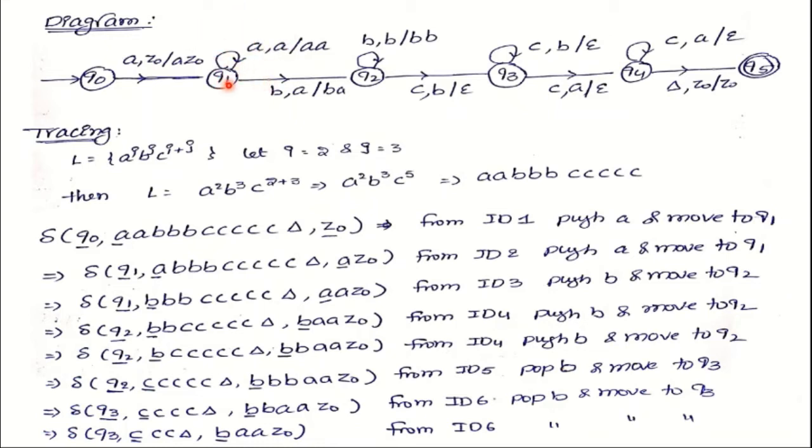After completion of A's, when we read B and the top of the stack is obviously A, perform the push operation and go to the next state. From here we can perform the push operation for any number of B's. That's why, when the input is B and the top of the stack is B, perform the push operation and go to the same state. Here J number of B's can be pushed.